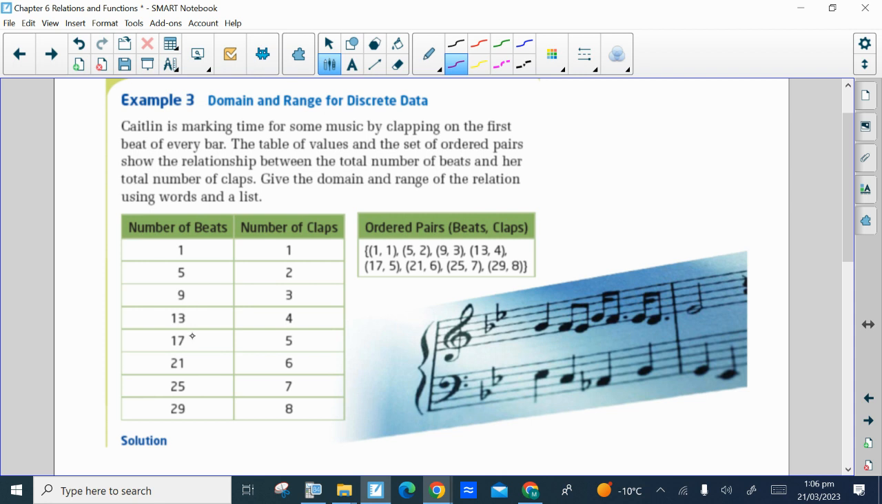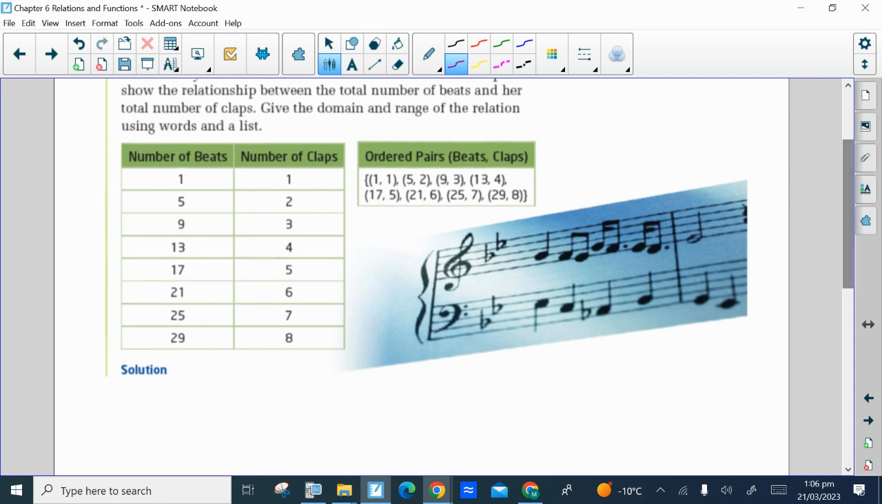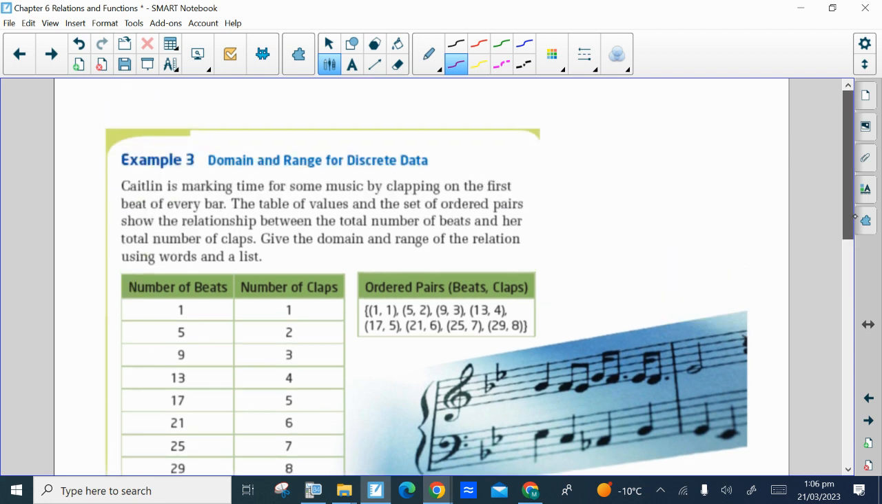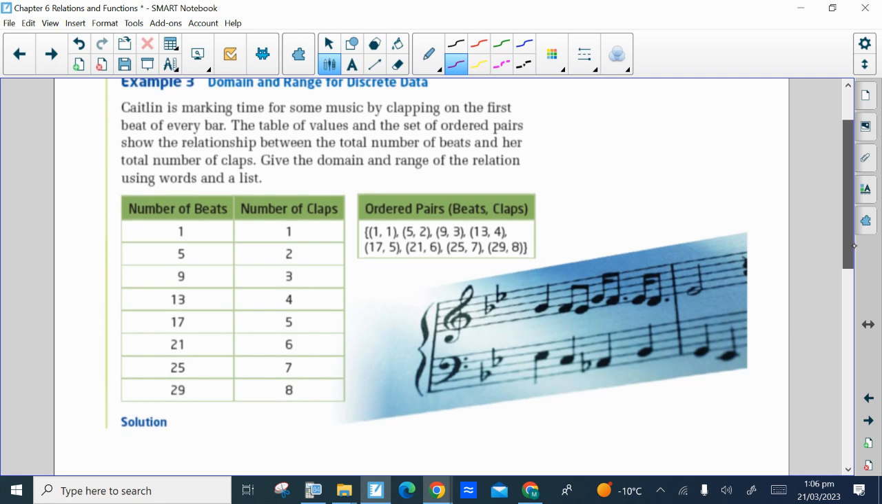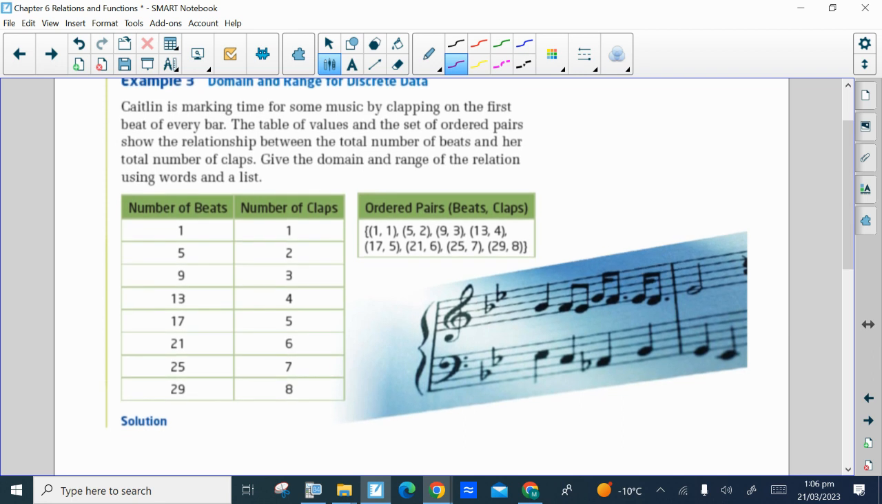Okay? So we're seeing then that x is increasing by 4, and the number of claps is only increasing by 1. So from the table of values, we get our ordered pair. And again, this is discrete data because you're not going to have half of a clap. You're also not going to clap on the second part of the bar, the first beat of every bar. So you're not going to clap on the second beat of the bar or the third. It's only every fourth. Okay? And that's why these are going up by 4 along the number of beats.